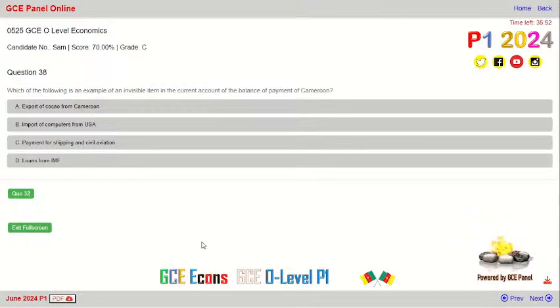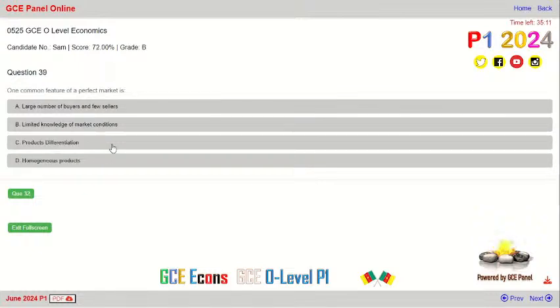Let us move to question 38. Which of the following is an example of an invisible item in the current account of the balance of payments in Cameroon? So we have export of cocoa from Cameroon. This is visible. Import of computers from USA. This is visible. Loans from IMF. This is visible. The payments for shipping and civil aviation, for shipping, are invisible. Okay. All right. So this particular one is invisible.